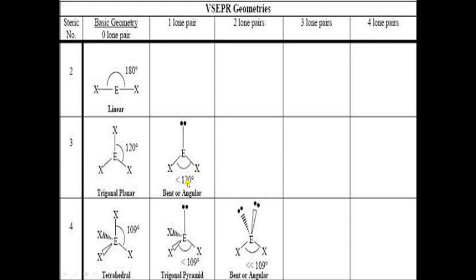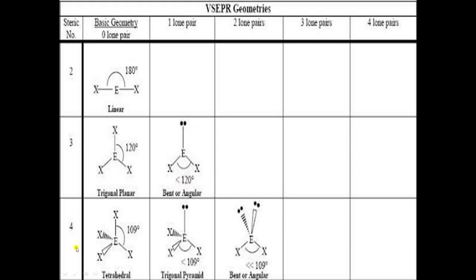It is less than 120 degree because there is repulsion between lone pair and bond pair. Here also there is repulsion between lone pair and bond pair. Due to repulsion, these two bonds will come near to each other and bond angle decreases. That is why the angle is less than 120 degree. This shape is known as bend shape or angular shape. Okay. Students, this is geometry, and in the presence of lone pair, this is the shape of the molecule.